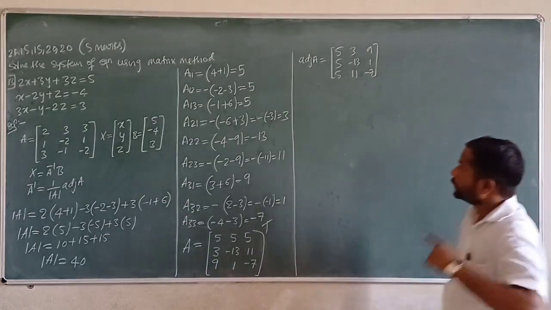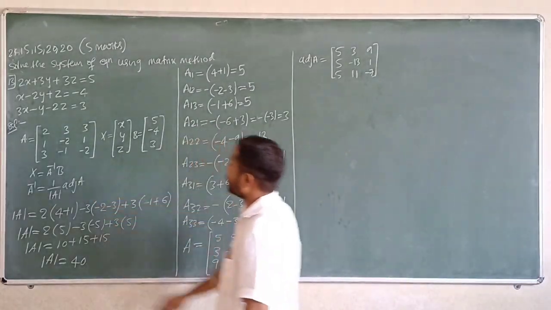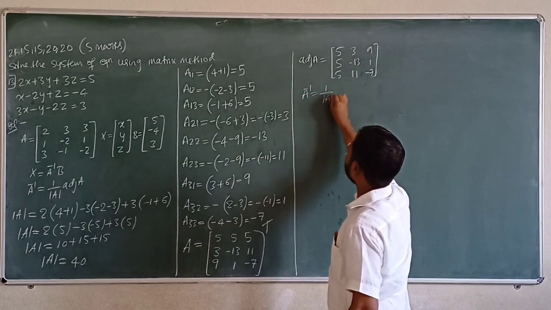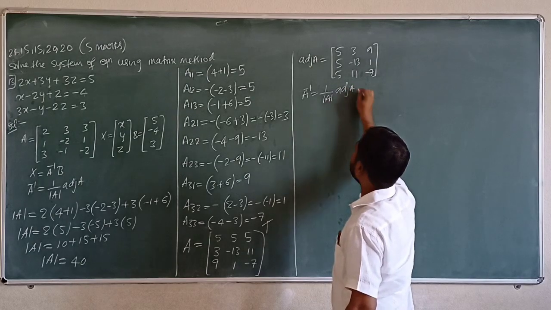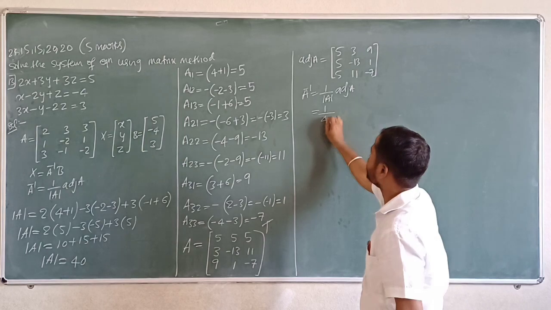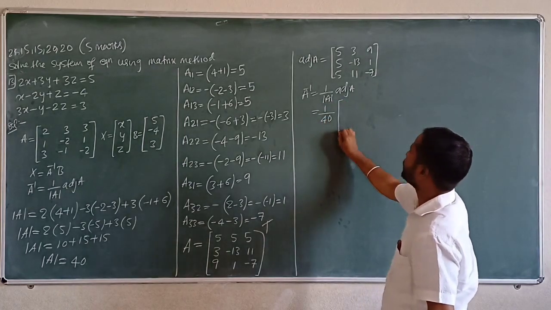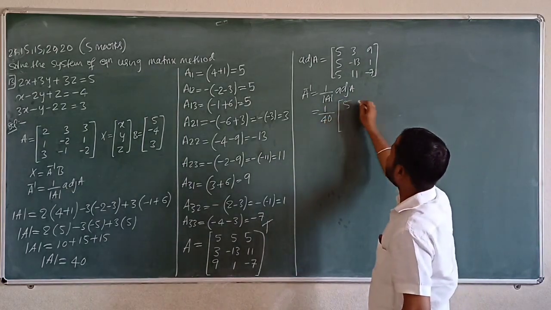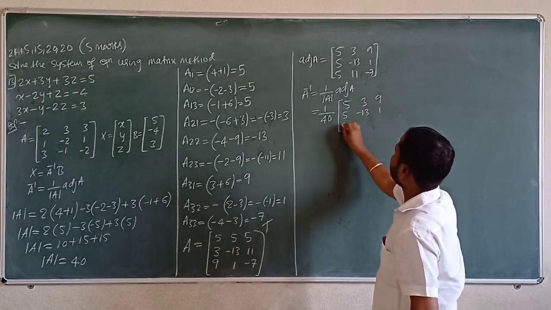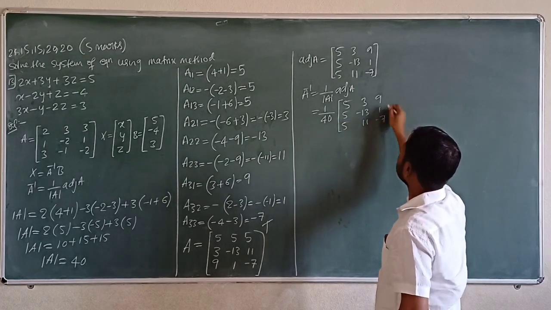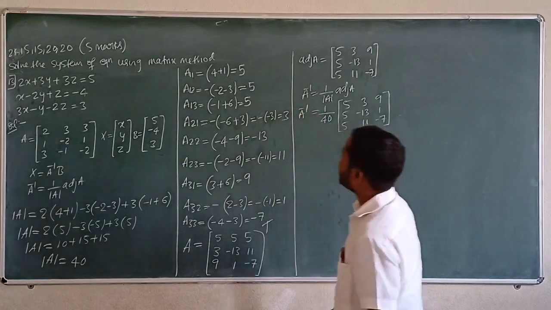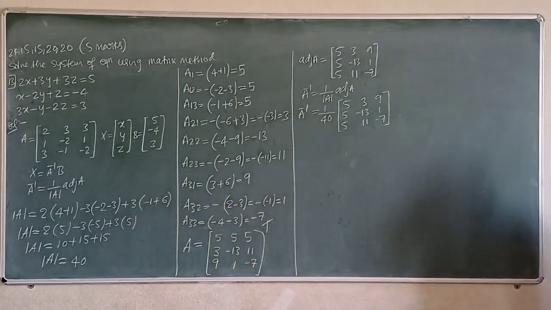Right. Take the inverse formula here. A inverse is equal to 1 divided by determinant of A into adjoint of A, is the formula here. 1 divided by determinant of A, that is 40. Take this 40 value into adjoint of A, meaning the same matrix again: 5, 3, 9; 5, minus 13, 1; and 5, 11, minus 7 now. Okay, this is the A inverse answer now, right?